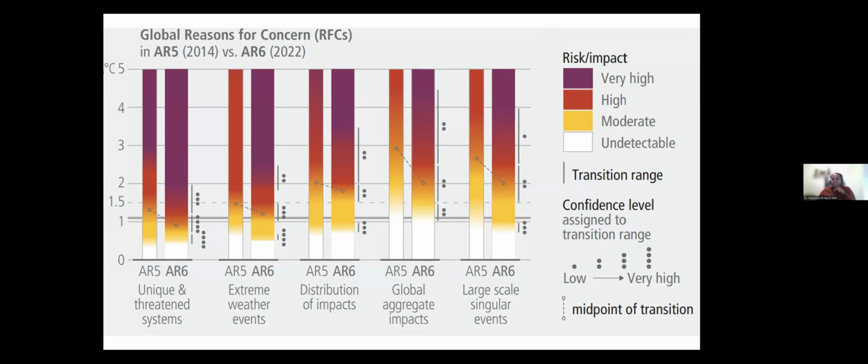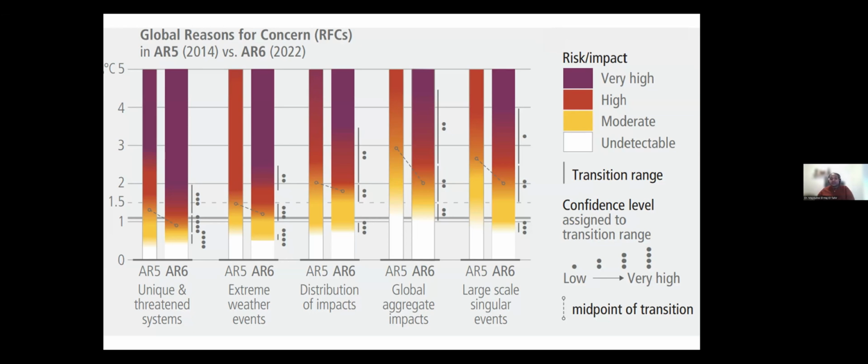of climate change, and we understand more today what a 1 degree rise in temperature could mean, we could see that the same 1.5 degree increase in temperature has moved from a color scheme of moderate reason for concern to being a high to very high reason for concern. And this is across all of them.